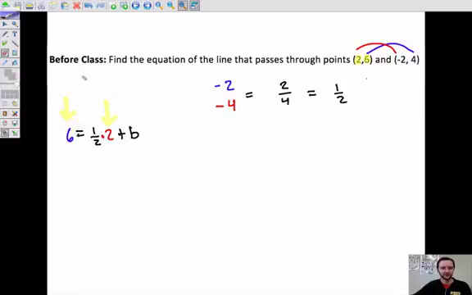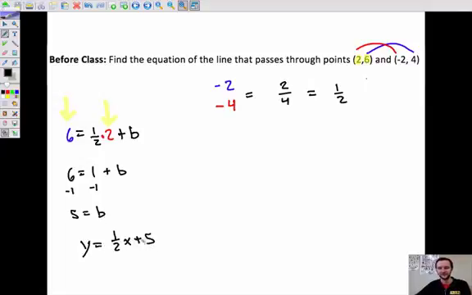Okay, then you're going to go ahead and solve this for b. So what this really gets you is 6 equals, well, half of 2 is 1 plus b. And now you're just solving an equation. You get b equals 5. Okay? So that means that our equation is y equals 1/2 x plus 5.